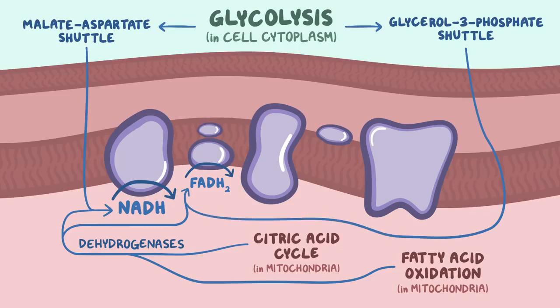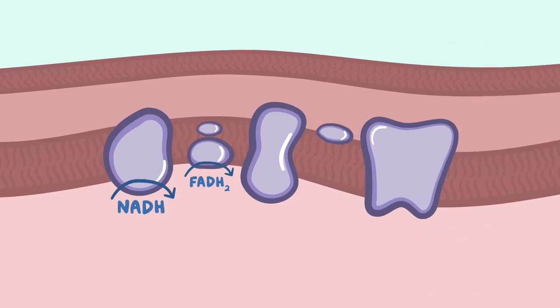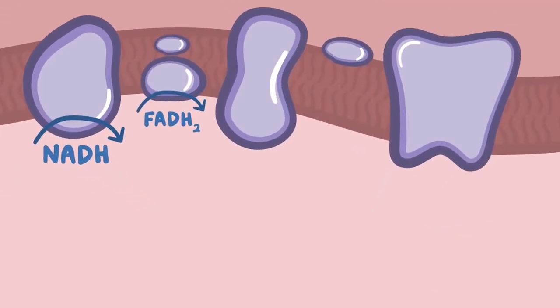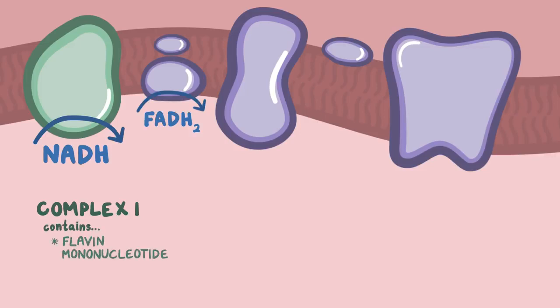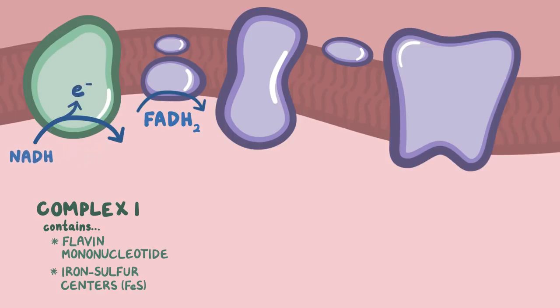Now, there are two entry points into the electron transport chain. The first point of entry is where NADH gives its electrons to complex 1. Complex 1 contains flavin mononucleotide, which is a derivative of riboflavin or vitamin B2, as well as iron-sulfur centers called FeS. NADH gives its electron to flavin mononucleotide, and it gets turned back to NAD+, and can then be reused by dehydrogenases to make more NADH.